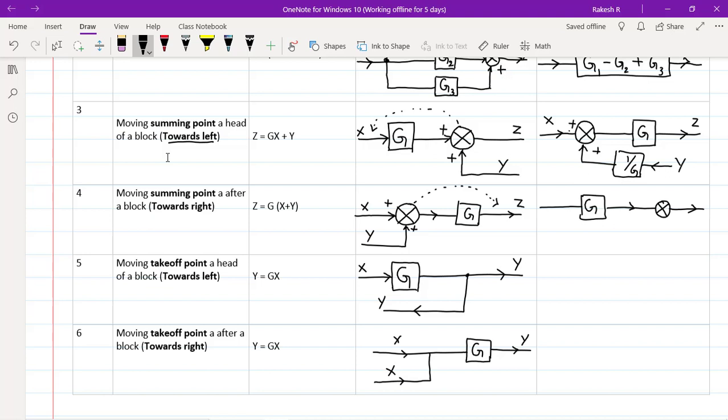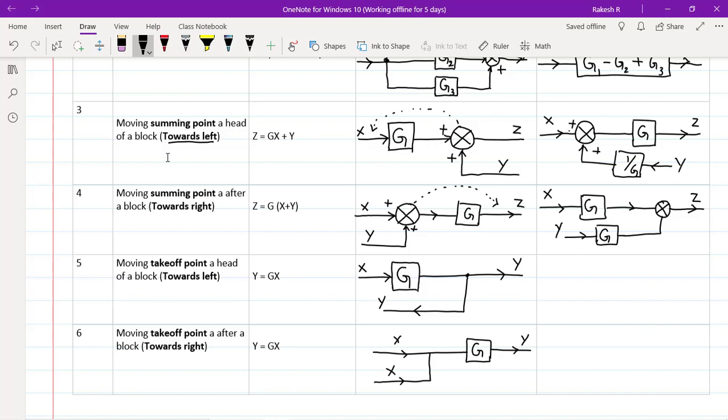We have the summing point here. Now what happens to the Y here? X we have, Z we have, and Y will be here, but this will be added up by the block G. This is Y. You see what happens when the summing point is moved after the block, that is, moving the summing point towards the right: that will be added up by only G. You can see the difference here.